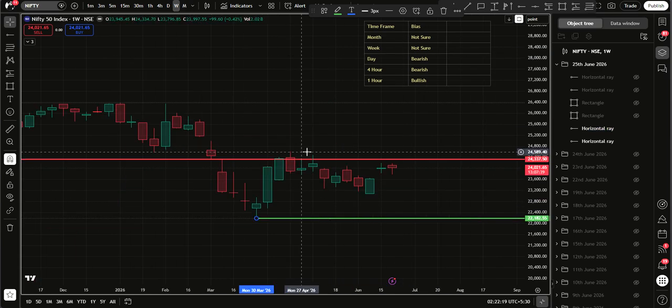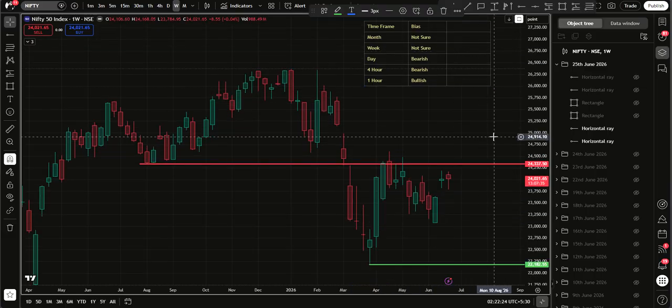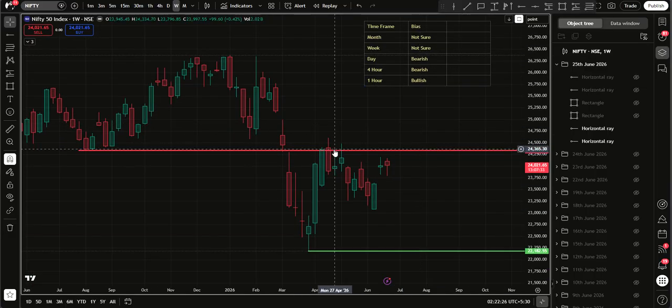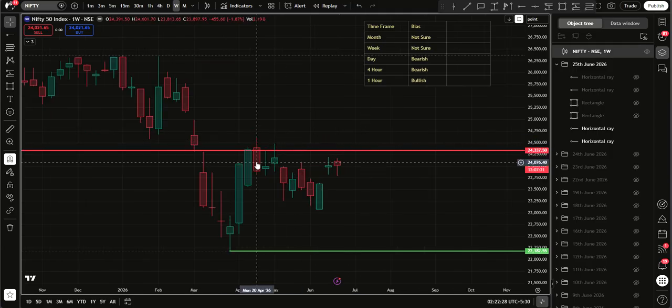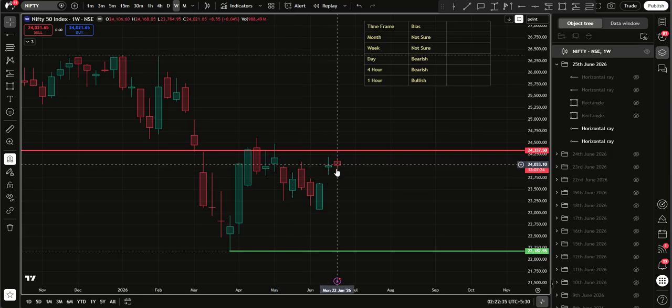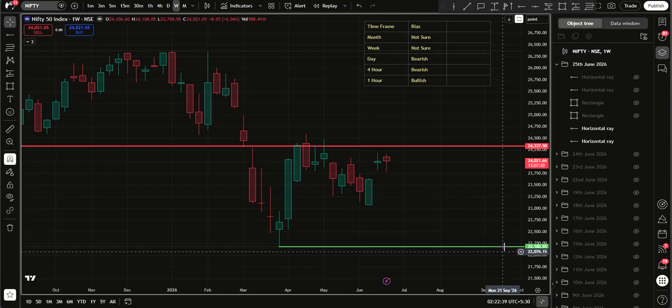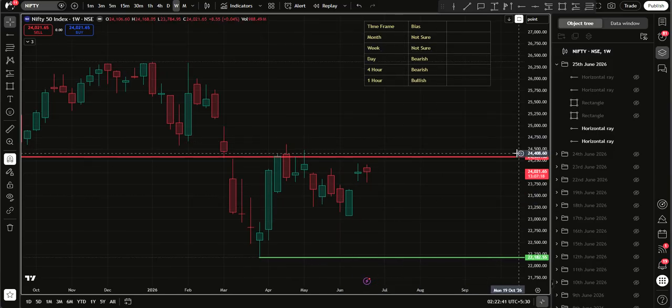Going over to the weekly time frame. On a weekly time frame, the bias on Nifty is not sure here too, because you see lower highs were being formed, and the previous lower high that was formed should have been protected, but that was taken out here. There are no higher lows formed in the meantime, so there is no bias here.